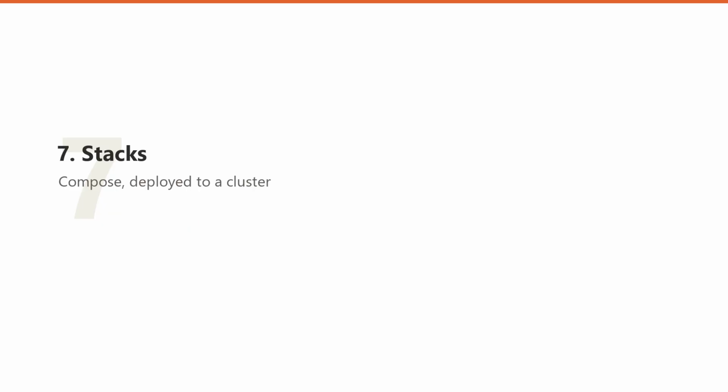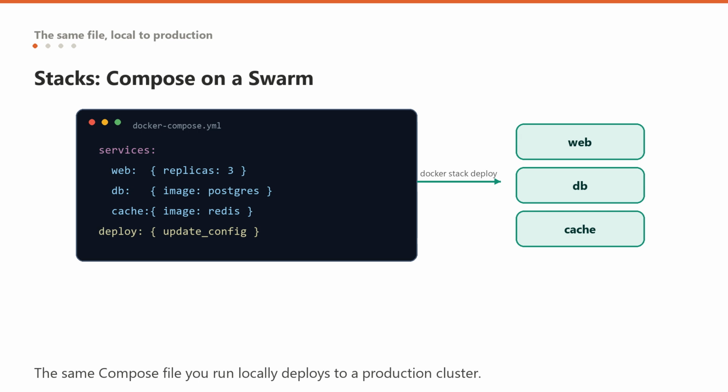Concept 7. Stacks. Remember Docker Compose from the Docker episode, the YAML file describing a multi-service app? Swarm reuses it. A stack is a compose file deployed across the whole swarm. Swarm spreads all those services across the cluster as services and tasks. This is the payoff of Swarm's design. The exact same compose file you use for local development can deploy your whole application to a production cluster. No new manifest language to learn.